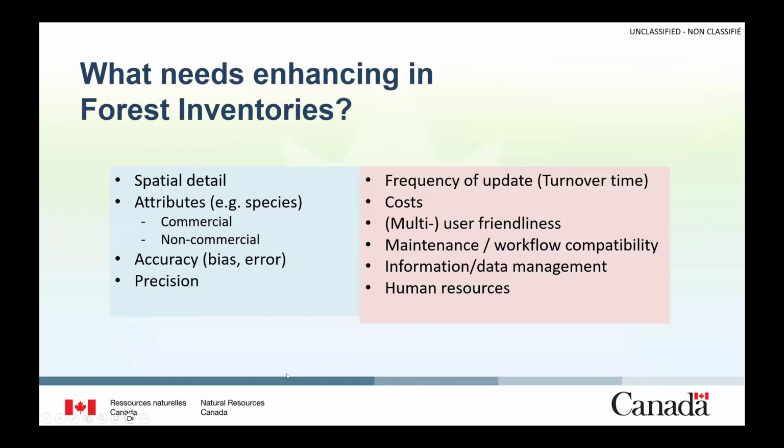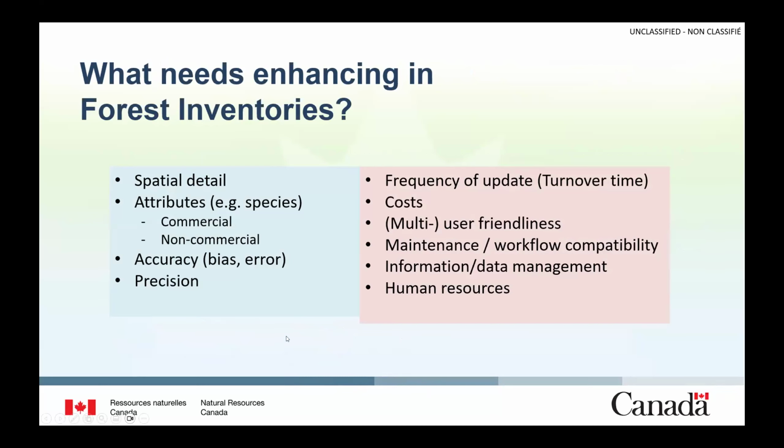So what do we need to enhance in our forest inventories? So generally, we want to map with more spatial detail, so provide useful insights for road planning, construction, as much as possible, be able to identify cliffs and all the minutiae in the landscape. We also want more attributes, such as species and detail.